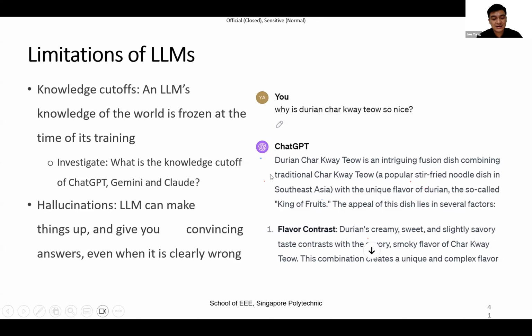Yeah. And an LLM can also create hallucinations. An LLM can make things up and give you a convincing answer, even though it is clearly wrong. For example, I'm very worried about one thing. If I ask a question, can I touch the live wire on the socket? If one day AI said yes, well, that's a very scary part. This is called hallucination.